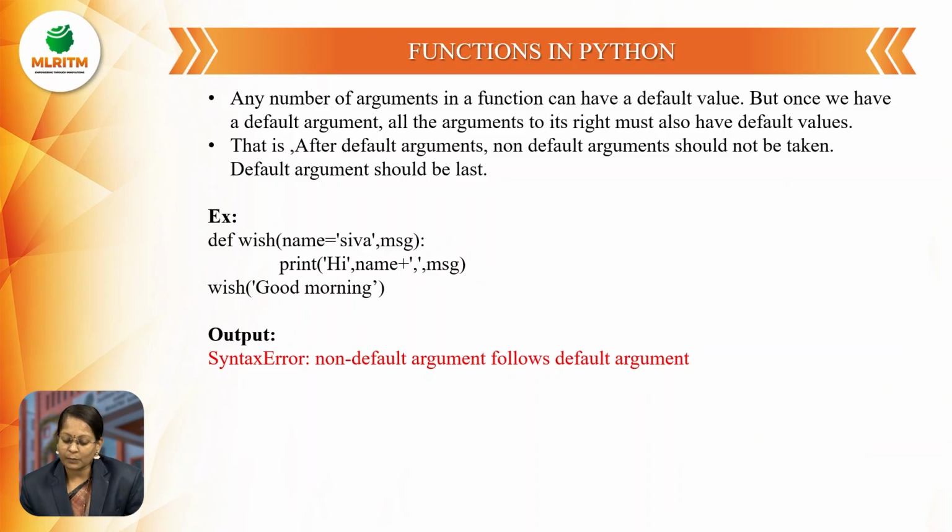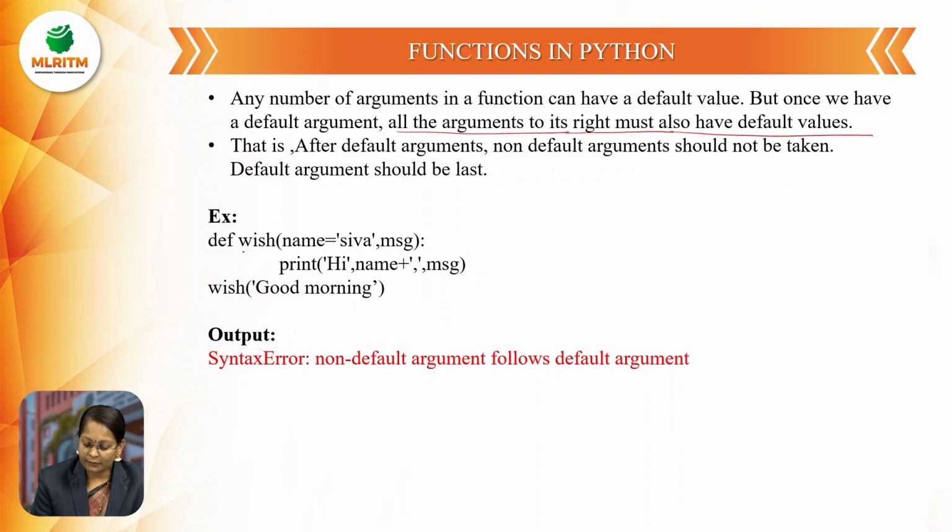Any number of arguments in a function can have a default value, but once we have a default argument, all the arguments to its right must also have default values only. That is, after default arguments, non-default arguments should not be taken. This is one condition in default arguments. So, the default argument should be last.